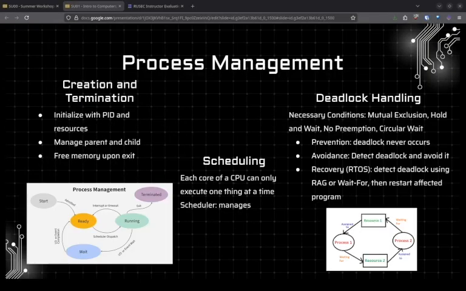Next, we'll talk about one part of the kernel's operating system functions, which is process management. There might be a lot here, but it's pretty simple. One part is process management. This basically ensures that processes are executed correctly, they terminate quietly without issues, and that they're allocated and deallocated resources.